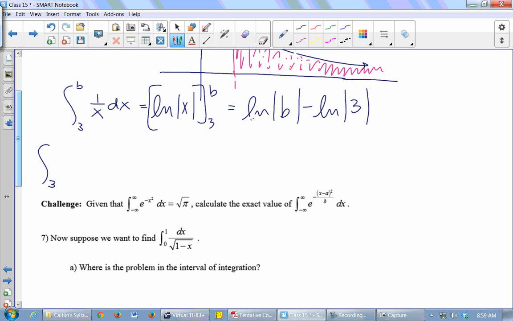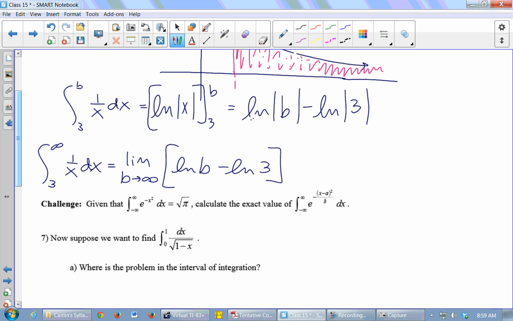So the integral from 3 to infinity of 1 over x dx is equal to the limit as b approaches infinity of ln b minus the ln of 3. I dropped the absolute value on the b because I know b is positive, so I don't need to write it. Same with the 3. I know 3 is positive.